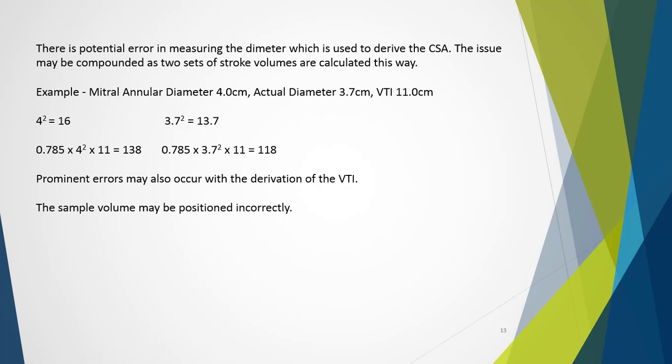Prominent errors may also occur when we derive the VTI. An ultrasound beam that does not have parallel alignment underestimates the true velocities of the flow. The sample volume may be placed incorrectly, such as with the LVOT when it's too close to the aortic valve. There are systolic clicks and flow acceleration occurs as flow converges to the orifice. Conversely, if it's too far away from the valve, the user will obtain LV systolic flow at the basal level. For atrioventricular valves, some users inappropriately place the sample volume at the leaflet tips rather than the annulus, and this is our point of measure.